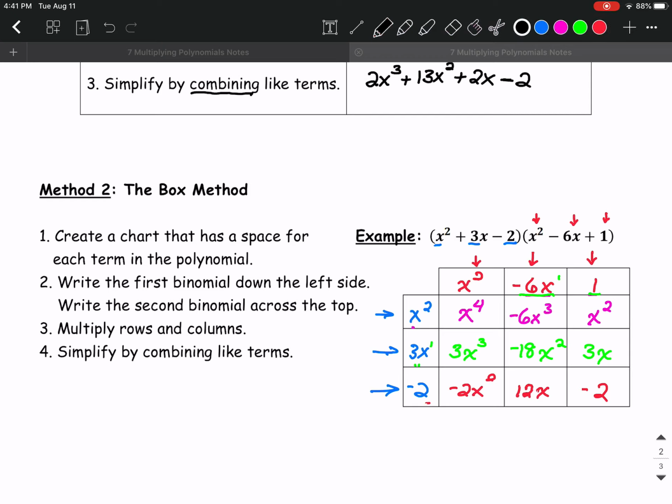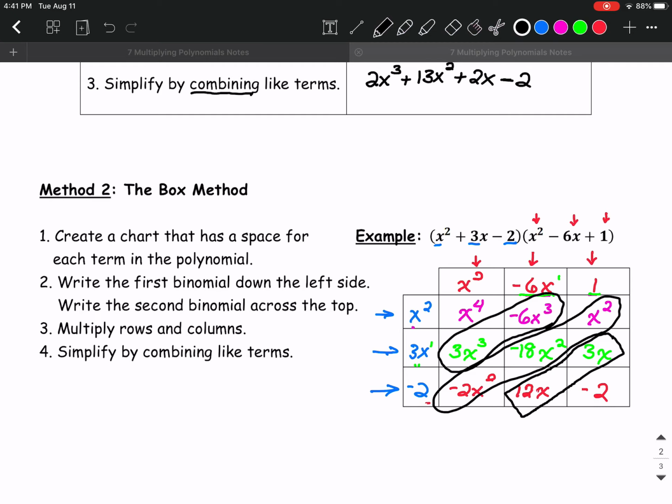Now, what's nice about the box method is, again, most times, not always, but most times, the like terms that you're going to be able to combine are on that diagonal. So there's all my cubes and my x squared. So that's going to help us organize our thoughts here. And not only that, look at this. We've got x's too, so we have a lot of like terms to combine.